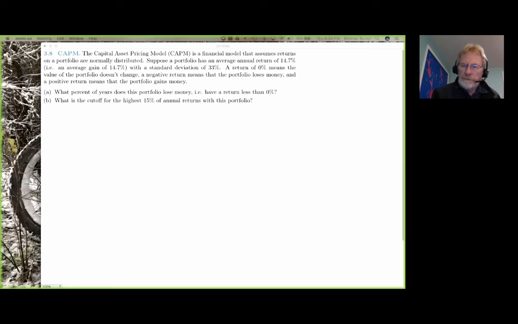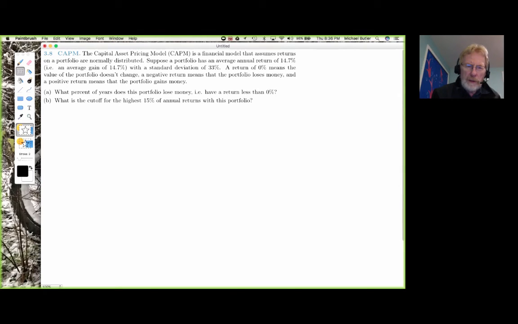Okay, so this desktop that I'm sharing has a problem from 3.8. It's the Capital Asset Pricing Model. It's a financial model that assumes returns on a portfolio are normally distributed. Suppose a portfolio has an average return rate of 14.7% and a standard deviation of 33%. A return of 0% means the value of the portfolio doesn't change. A negative return means the portfolio loses money, and a positive return means that the portfolio gains money.